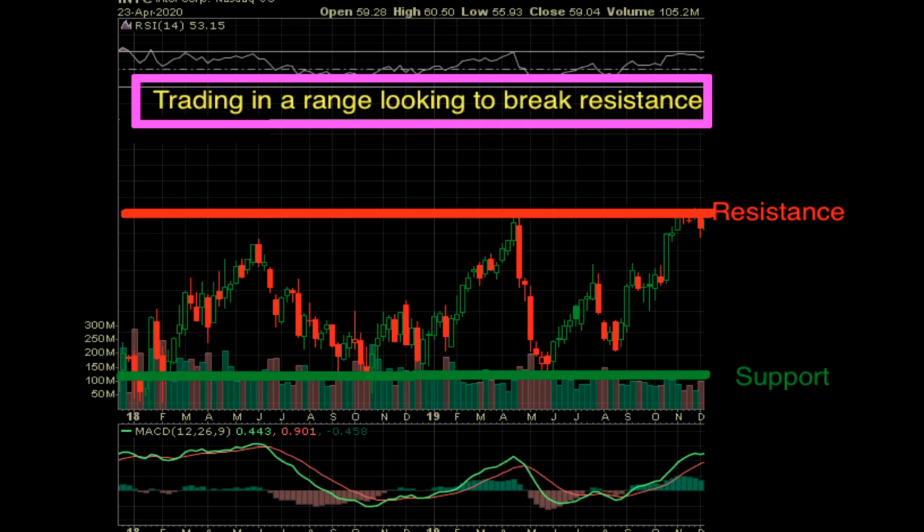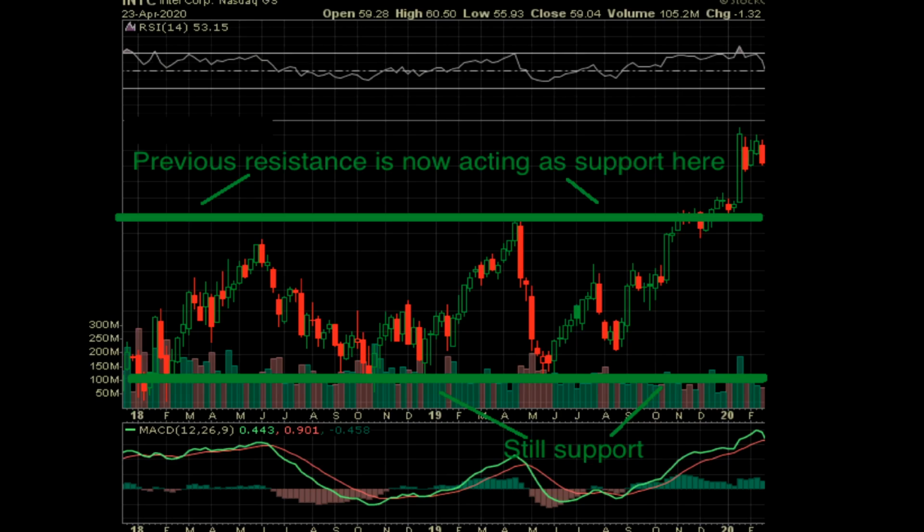Let's find out. It breaks out and continues to move higher. The most important thing to note is that as soon as we broke out and held above that resistance, that previous resistance became the new support. The other support at the bottom of the chart doesn't change its role, but it's not something that we need to concern ourselves with while we're so far away from it and don't plan on holding that long.